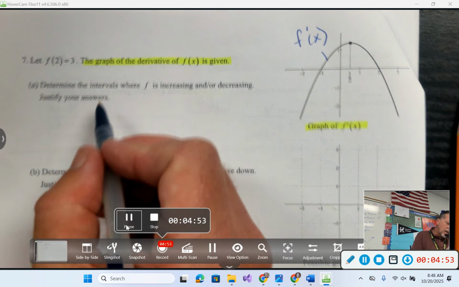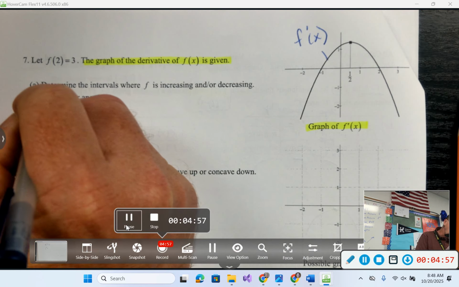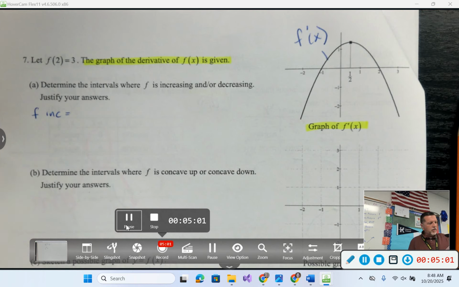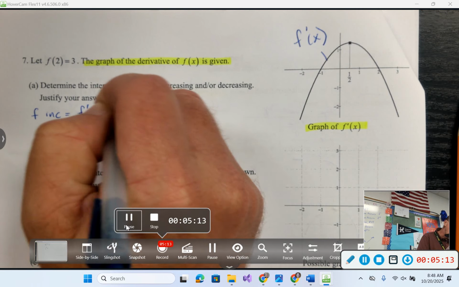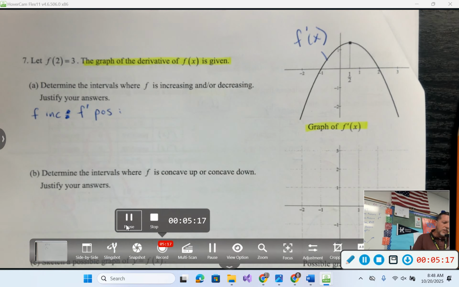And then we can answer questions. Determine the intervals where f is increasing or decreasing. Justify your answer. Okay, f is increasing. How do I know when f is increasing? Like, what would I be looking for? What would be true? I want to know where f prime is positive. f is increasing where f prime is positive.